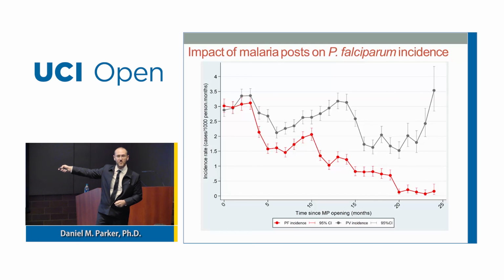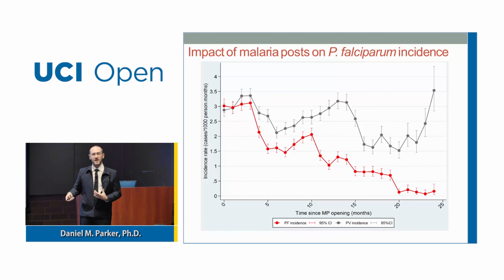And that's because the biology of PV is very different from that of PF. PV has a long latent period. It hangs out in your liver for a long period of time. And the only way to clear those liver parasites is to take 7 to 14 days of primaquine.